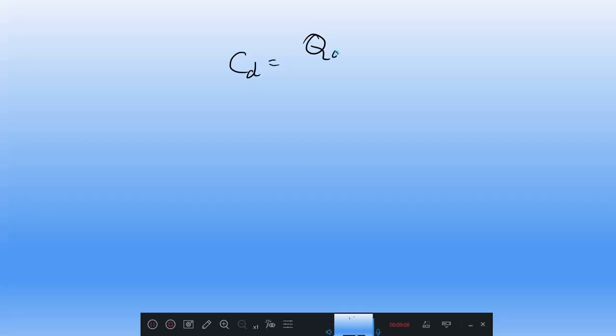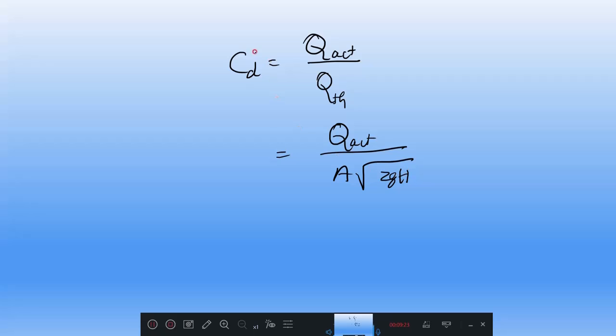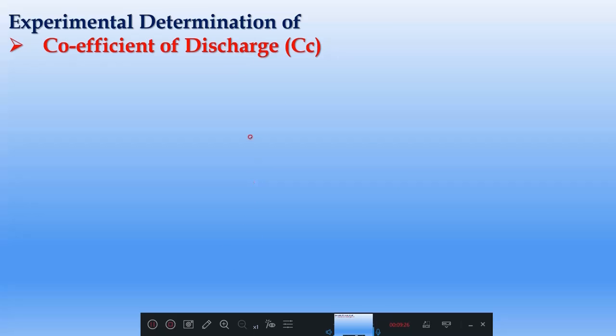What is the definition for Cd? Cd is Q actual by Q theoretical. Q actual is determined in the laboratory by taking a container, and Q theoretical is area into root 2gh. It is defined.